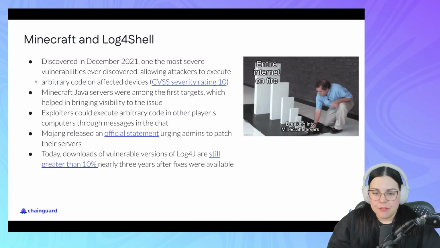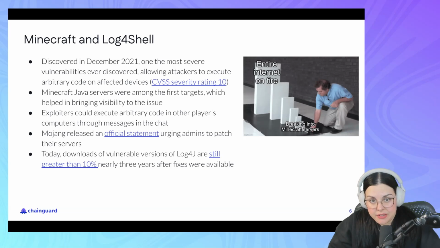So Log4Shell was a vulnerability discovered in December 2021, although it has been privately reported long before that. But that was when it actually went public, and Minecraft servers were among the first targets. So in a way, Minecraft helped bring visibility to this severe vulnerability with a CVSS rating of 10, which is the highest rating because it allowed remote code execution on affected devices.